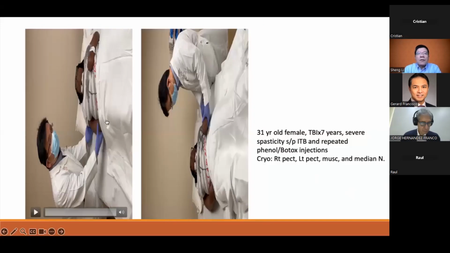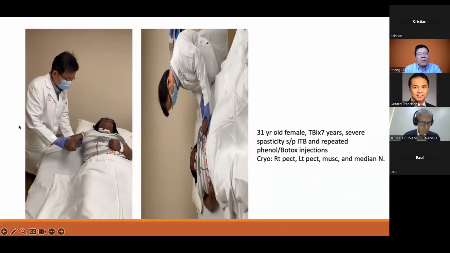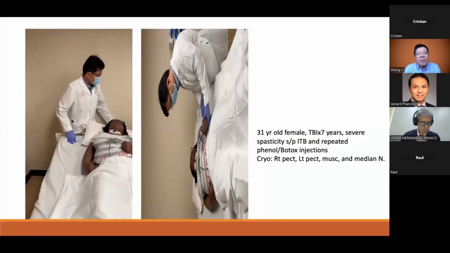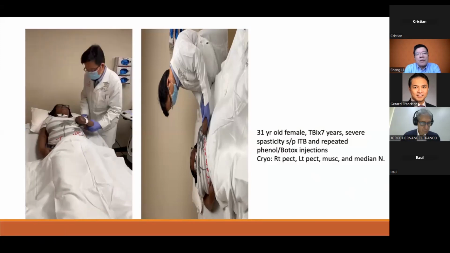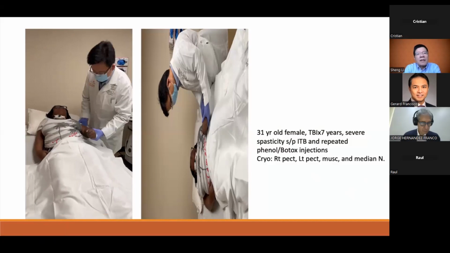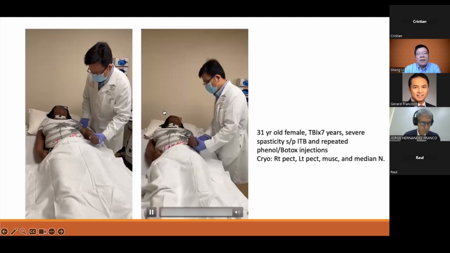So this is another case I did of cryoneurolysis. She had severe TBI 7 years ago, and received multiple rounds of phenol and botulinum toxin injection to the upper extremities, still with severe spasticity and very limited range of motion for hygiene. And here's the case after the procedure.